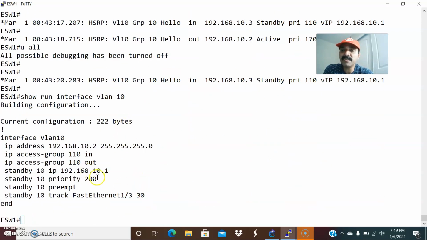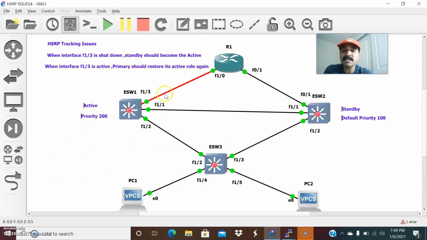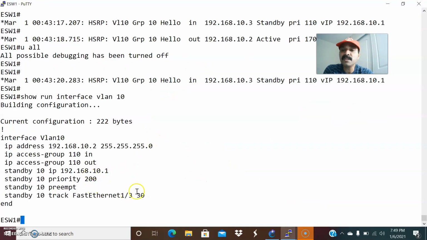So whenever this interface goes down, it will decrease its priority to 170. Still it is showing the highest priority. The active router is always selected by the highest priority. That is the reason it is still maintaining the active role even when the specific interface goes down. So how can we change that situation? What do we have to do? We have to increase this decrement value. So that is the problem, right?